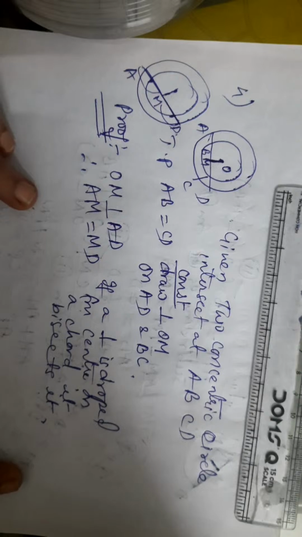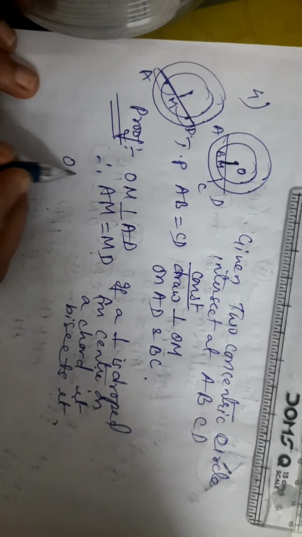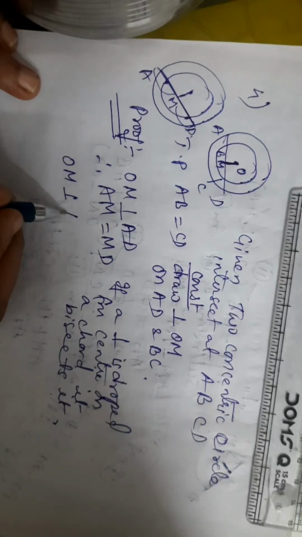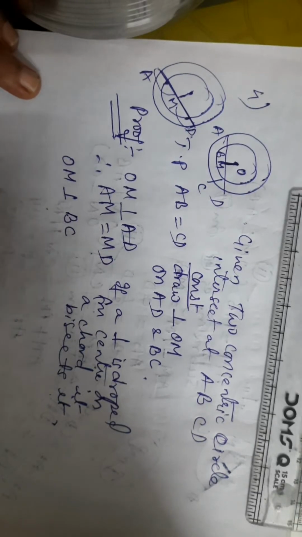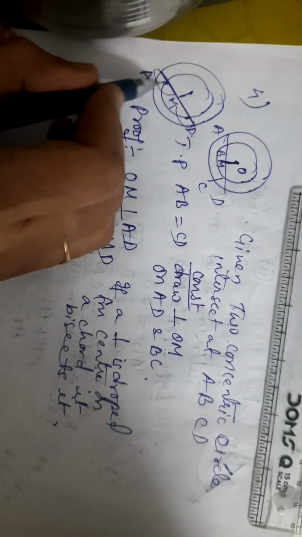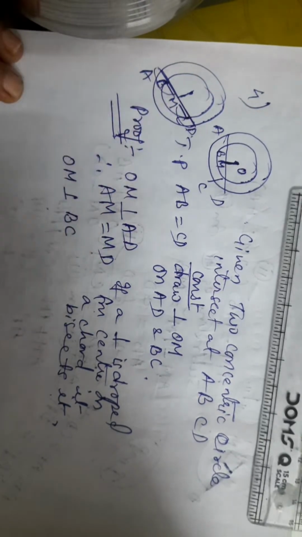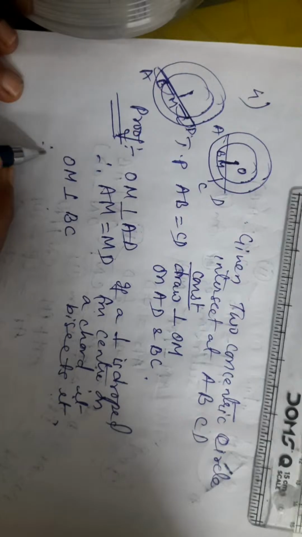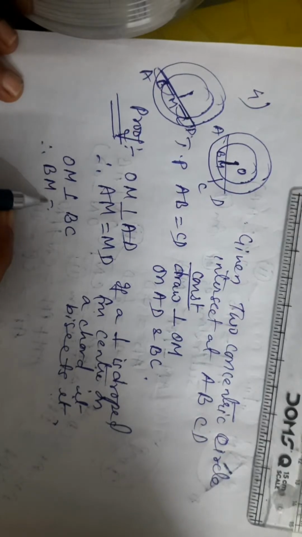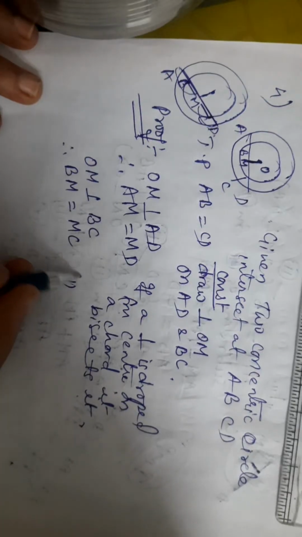So this is the property which I used. Now coming to the next one, again OM is perpendicular on BC. So it will bisect BC also. So thus, if it is bisecting, if I consider this to be BC, BM will be equal to MC. Therefore, BM equals MC. The same reason you need to use again.